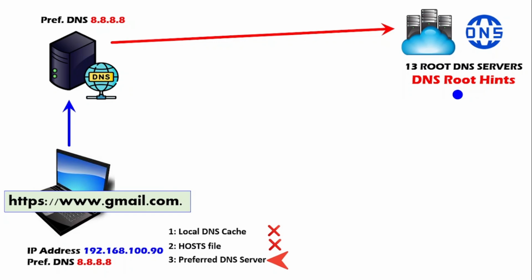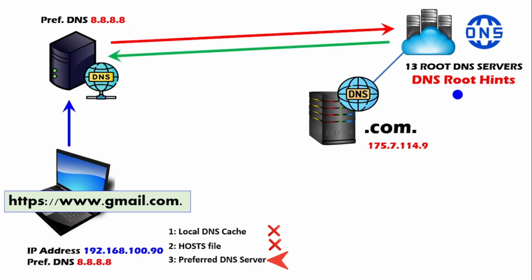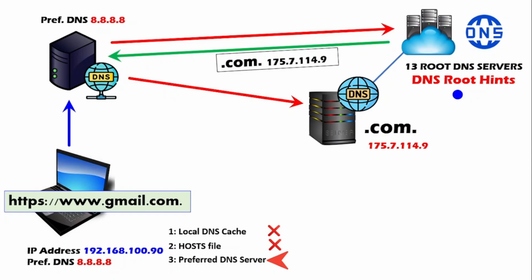Now these root servers are not authoritative servers for Gmail, and they don't know anything about Gmail. So what will they do? They'll simply say that I don't know anything about Gmail, but I have the IP address of the .com DNS servers, and they hand over the IP address to our preferred DNS. Now the preferred DNS will again query the .com servers asking the same question. Hey, could you please help me with the IP address of gmail.com?